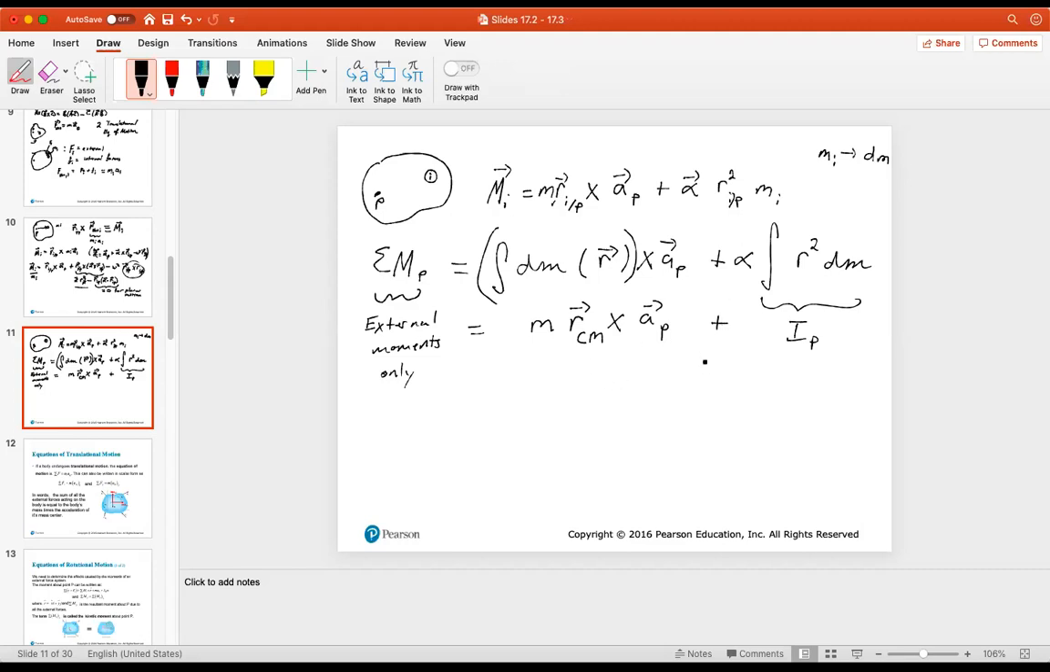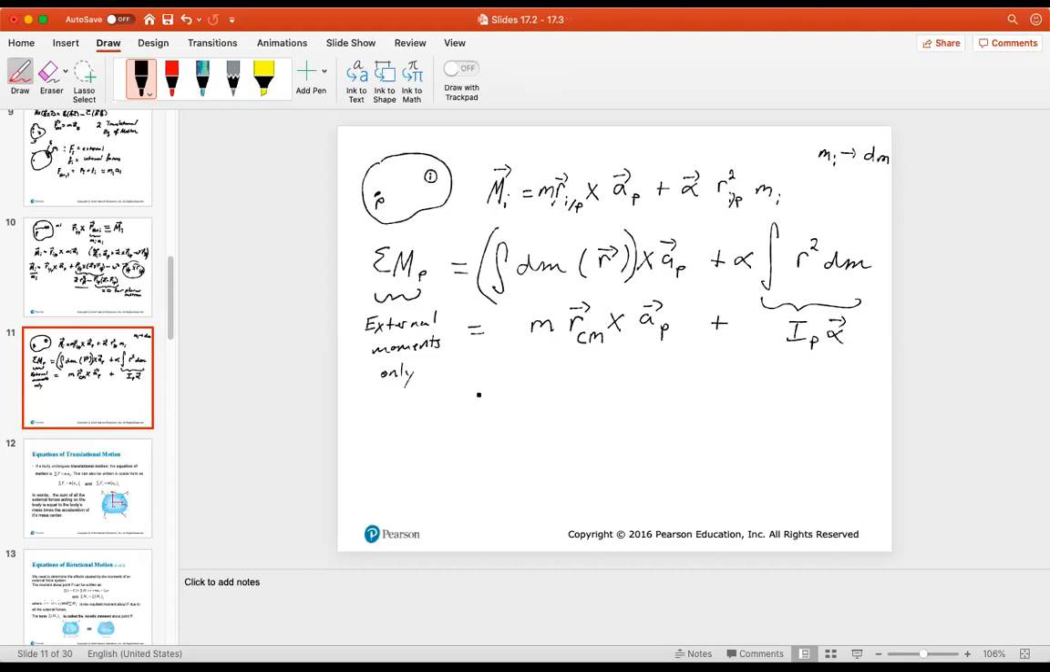We have to add these. Okay. So this says that the sum of torques about a point P are given by the mass times R cross A, where R is measured from the center of mass to point P. Sorry, is measured from P to the center of mass. It's the position of the center of mass relative to point P. Maybe I should put relative to P. Well, okay, just leave it. Cross the acceleration of P plus I times alpha, IP times alpha. And that's our first equation that we might want to know.